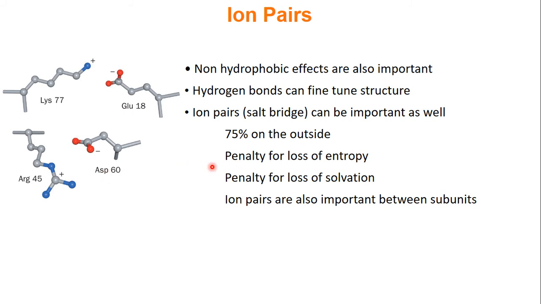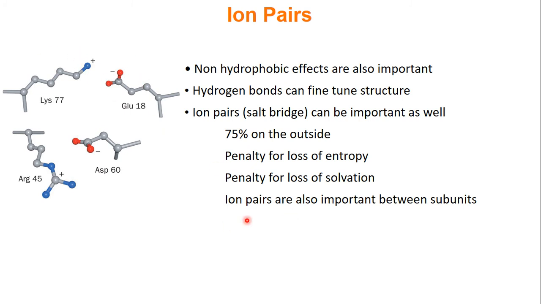And there are some penalties for having ion pairs. If you have an ion pair, you're going to get a loss of entropy because these two amino acids have to be next to each other. You can't get any rotation around your carbon bonds anymore. You're going to lose some solvation as well. Normally these ions would have water all around them. That no longer happens when you have a salt bridge like this.